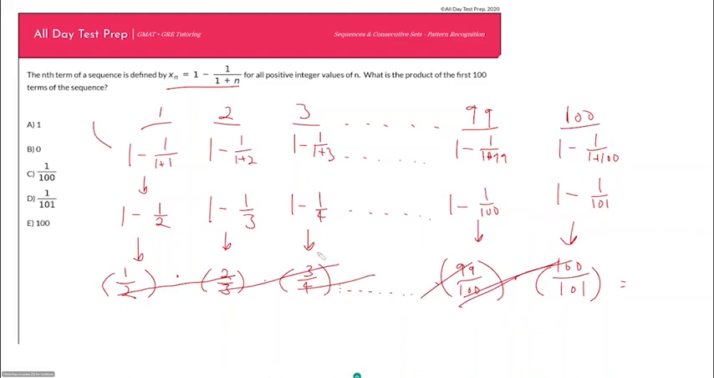And so the only things to survive, the only things that don't cancel out, are our very first numerator and our very last denominator. And so this product should just be equal to 1 over 101. And D is our answer.